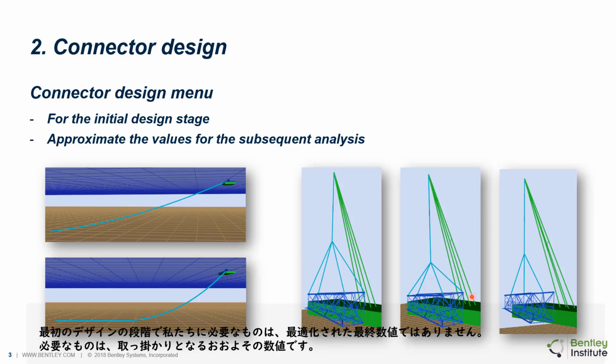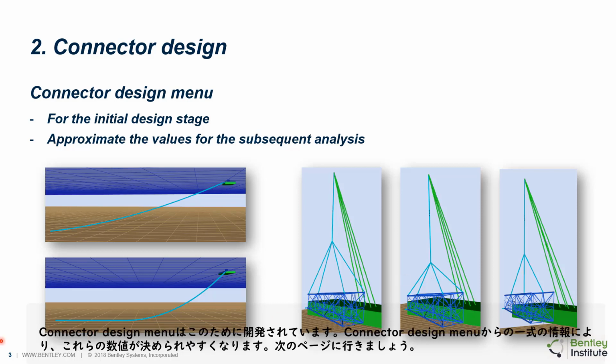What we need at this very initial design stage is not the final optimized one. In other words, what we need is a reasonably approximated value to start with. This is what the connector design menu is intended for. A set of information from the connector design menu helps you to decide those values. Let me move on to the next page.